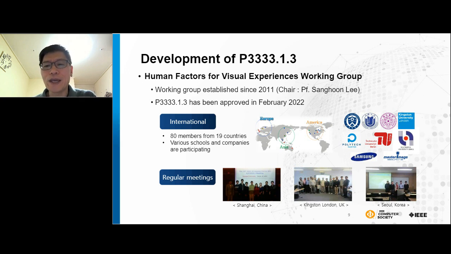And so currently the total members in our working group is 80 from 19 countries. The main universities are Shanghai University in China and Kingston University in UK, and then Nantes University in France and Roma University in Italy. And there are several major universities from around the world. And so we have a mutual collaboration with them.